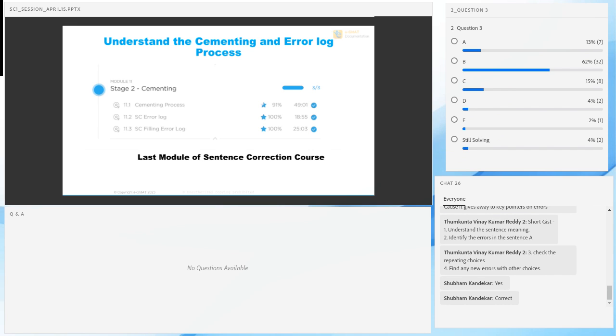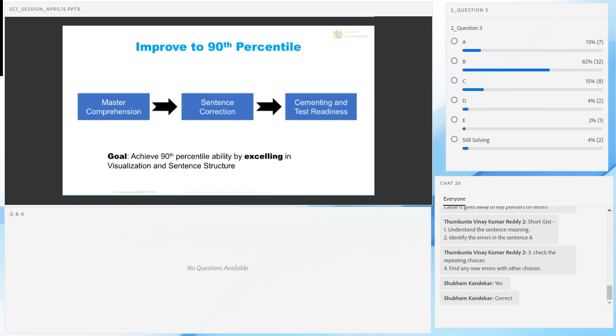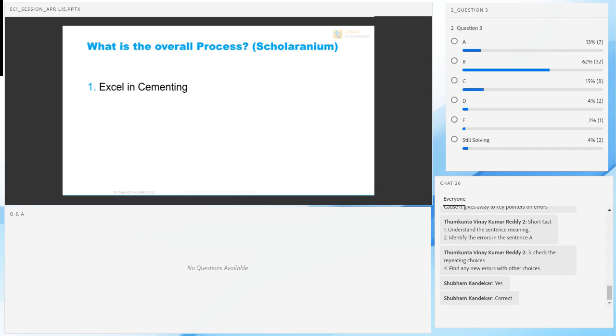Again, the last module of the sentence correction course is the cementing module. I want every student to go through this module in excruciating detail, because after you learn all the concepts, the application, the skills, you have to now put it all in action in an exam-like environment. That's where Scholaranium comes into the picture. So you need to know how to utilize that. That's very important. You get all your metrics in here. What is it that you need to do? How do you do strategic review and all that stuff? So master comprehension, sentence correction, cementing, and test readiness in Scholaranium. You have the entire process laid out over here.